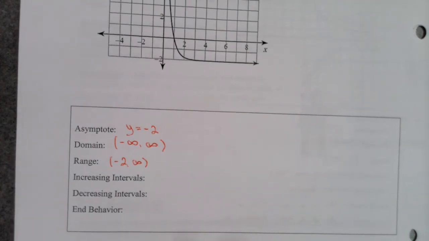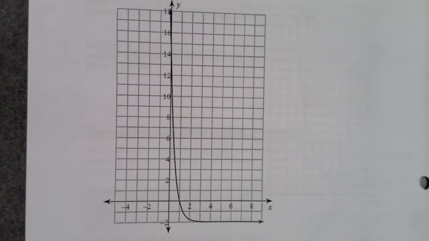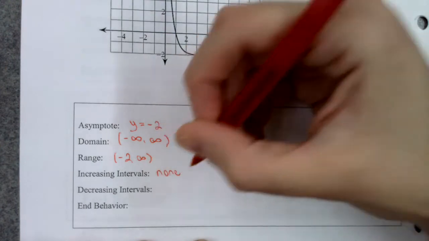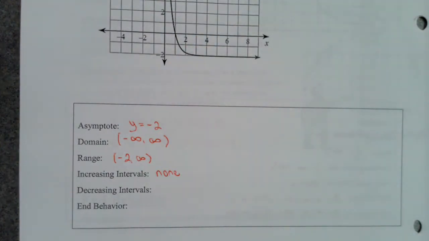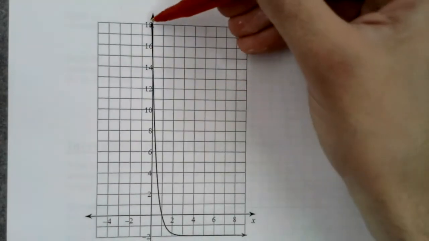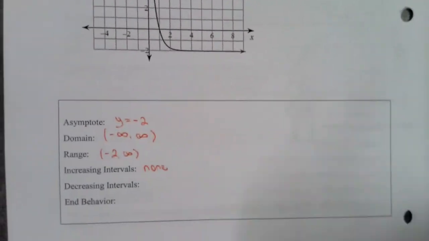The increasing intervals means where is the graph going uphill? Where does it have a positive slope? There are no increasing intervals, so I'll put none. The decreasing intervals means where is the graph going downhill? Where does it have a negative slope? And that's everywhere on this graph. So I'll say negative infinity to infinity.